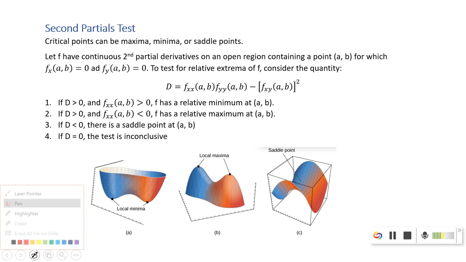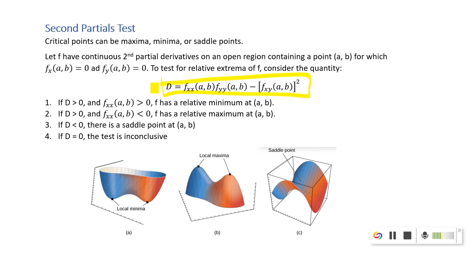So in our second partials test, we are going to compute a value called D, and I have it defined on the screen. We compute this value D by taking our second partial with respect to x times our second partial with respect to y, and then subtracting our partial with respect to x and y, squared. So that's what we're calling our quantity D. And then there are 4 different things that might happen.